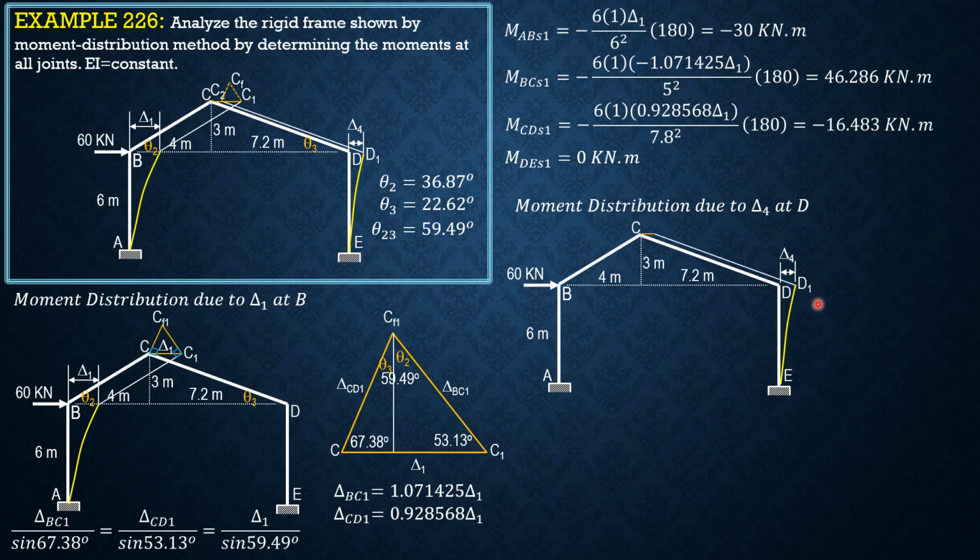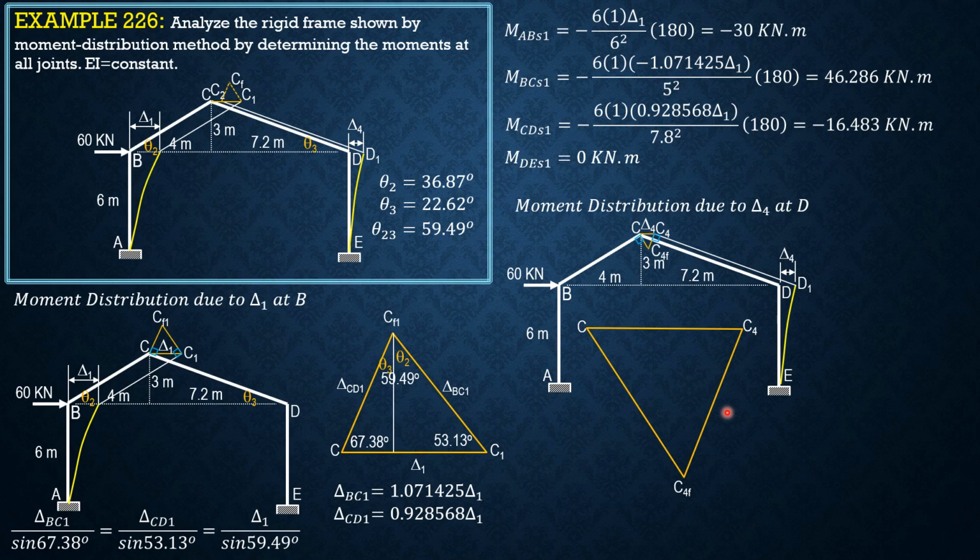So this is delta 4, and this is parallel to CD, that's why that's delta 4. From the end of this line, we draw a vertical line going down, and from C going down also, to form this triangle here, so that this is the side sway displacement of BC, and this is the side sway displacement of CD.